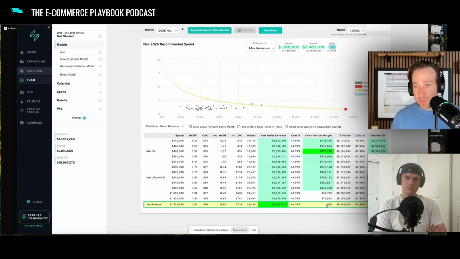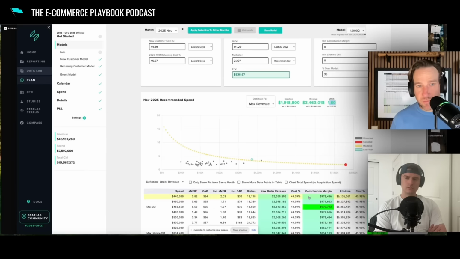You'll see basically contribution margin neutral. But obviously, if the cost changed, the point at which they're contribution margin neutral will change as well. So let's go ahead and do this.